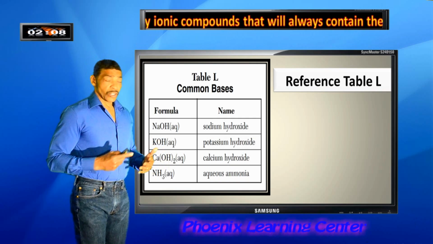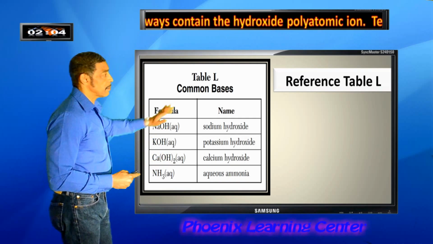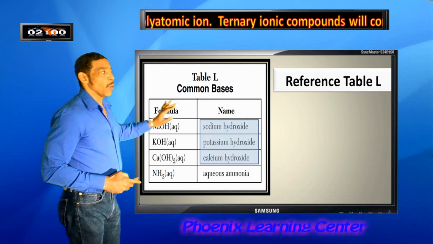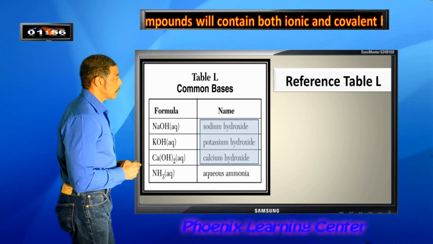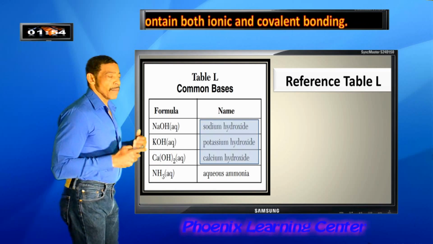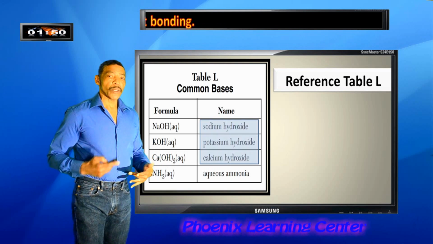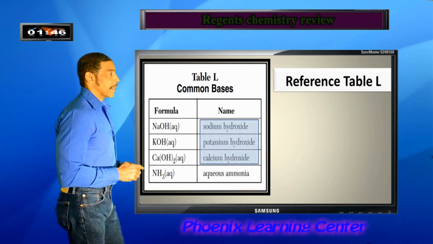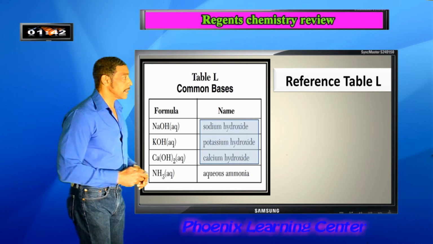Most of the bases that you will need to know for the chemistry Regents exam, of course, are located on Table L of your chemistry reference tables. With the exception of aqueous ammonia, all of the bases on Table L are metal hydroxide compounds, which fits the MOH general formula. These compounds will contain both ionic and covalent bonding, by the way.